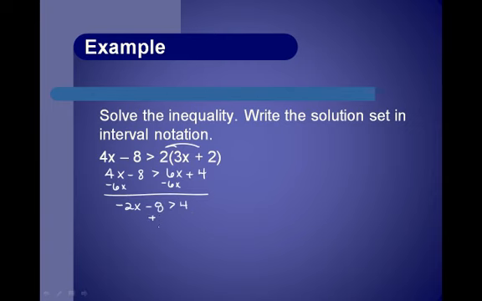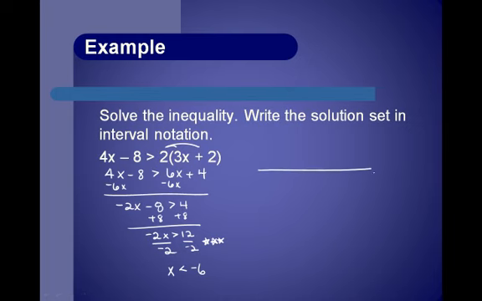Numbers to the other side, so we're going to add 8 to both sides. So we get negative 2x is greater than 12. Last step, we want to get just x by itself, so we're going to divide by negative 2. Put 3 stars here. Remember, anytime you divide both sides by a negative number, you have to change the direction of your inequality sign. So we would get x is less than negative 6.